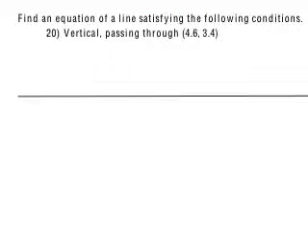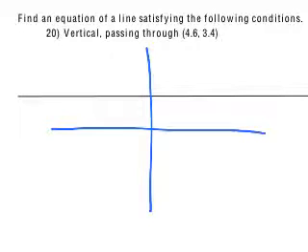Number 20. Find an equation of a line satisfying the following conditions. Vertical, passing through 4.6, 3.4. Now don't at this point say, oh, I don't remember what a vertical line is, or I don't know how to do this. Don't do that. What you should do is draw yourself a picture. Alright, so let's draw. We draw ourselves a graph.